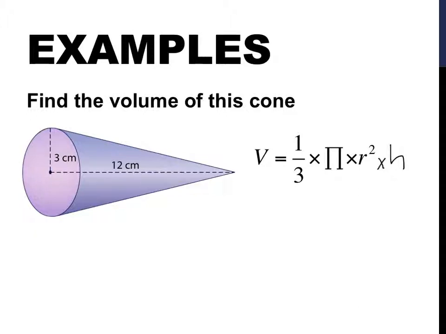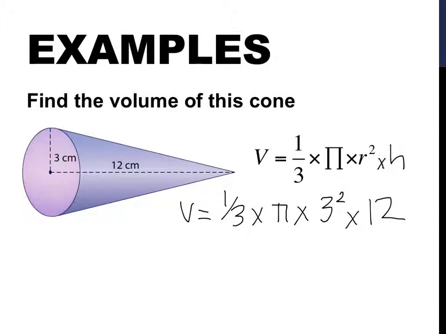In this one here, my volume equals 1/3 times pi times my radius, which was 3 centimeters, squared, times 12. It's 1/3 pi r squared times the perpendicular height, same as all my other shapes. And again, I jump into my calculator. I write 1/3 times pi times 3 squared times 12.